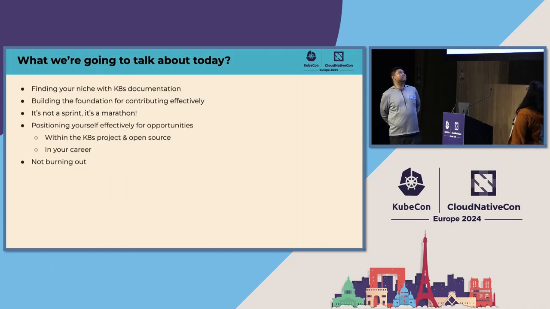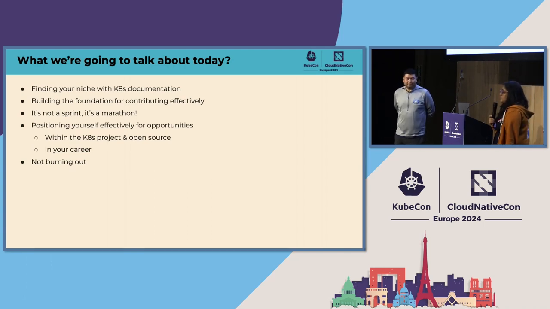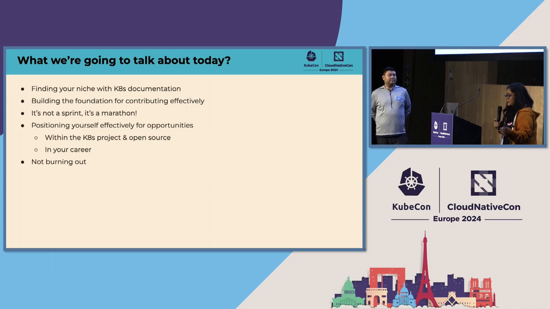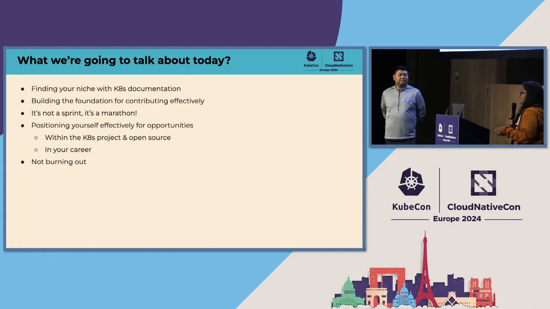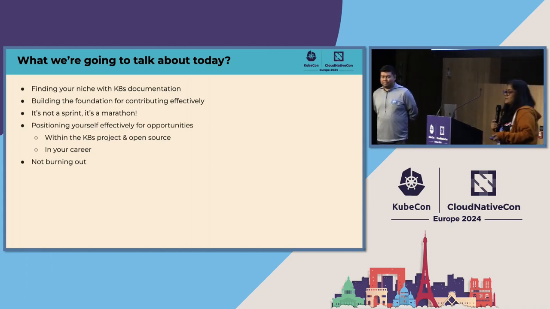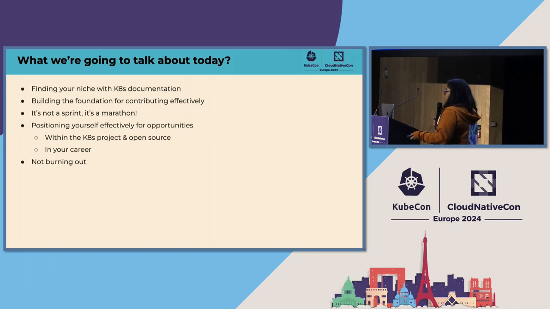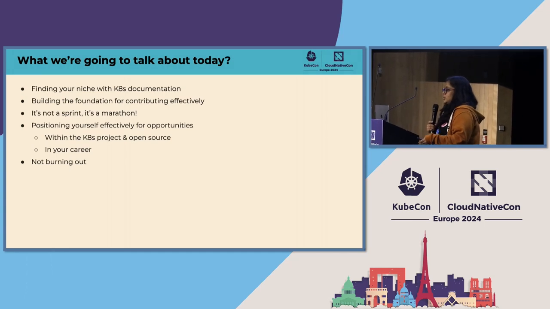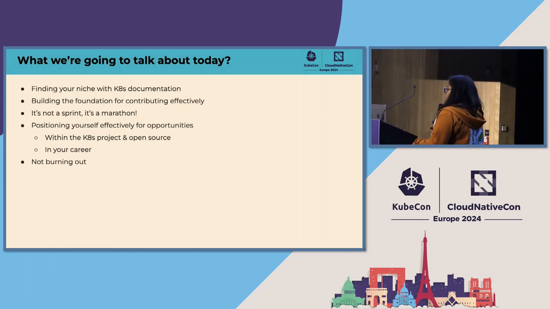So what are we going to talk about today? First up, we're going to talk about how you can find your niche when contributing to open source documentation, specific again to the Kubernetes documentation, because this is a maintainer track. The second thing that we're going to talk about is how to get started the right way, building the foundation for a successful contribution to Docs journey. We want to be able to empower you to continue your open source journey, not just within the Kubernetes project, but outside of it as well. And we're going to show and tell, because basically both of us have actually gone through this journey, as I'm sure has Natalie and a lot of our other tech leads as well.